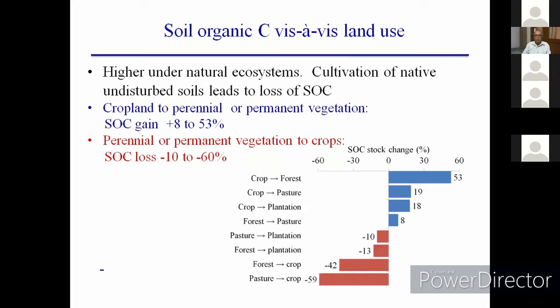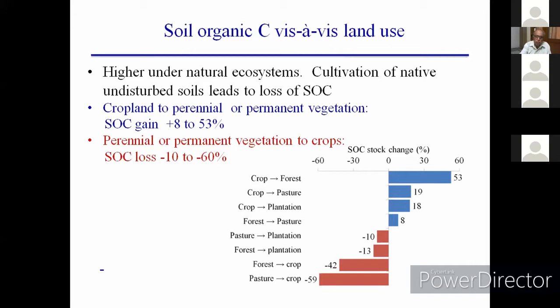Similarly, and this is very important, this is a result from a meta-analysis published worldwide. A number of studies have been done, and I tried to put them together from that meta-analysis. Now it's apparently very clear. If you see this side, when you are converting your land use from cropland to permanent vegetation or near natural vegetation, like cropland to forest, cropland to pastures, cropland to plantation, you are building up carbon. The numbers may vary from place to place, ranging from 8% to 60%. You can bring in change in organic stocks in the soil.